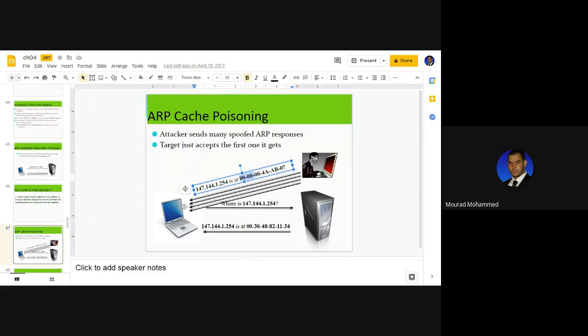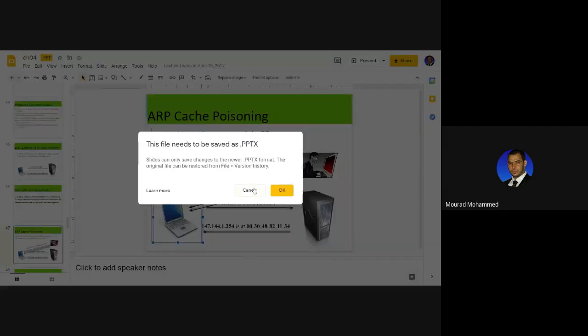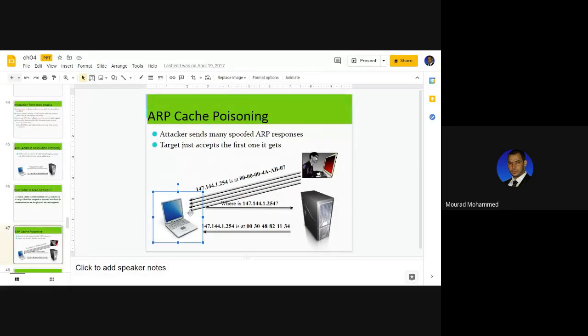This falsified MAC address will lead to a different destination for sure. The client, if he receives the first response, it will be admitted automatically. The others would be rejected, whether this one or this one. This is the legitimate response. But if he receives the response from the attacker first, he will admit that response. And thus, the ARP cache poisoning has succeeded.